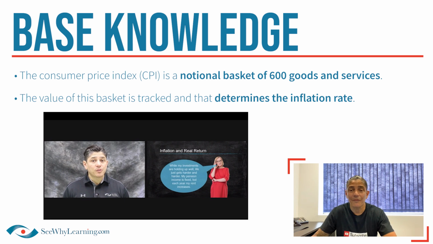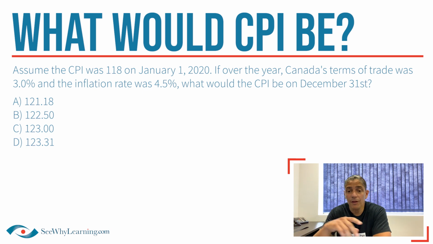Now, question number one, I've titled, what would CPI be? Because I'm going to show you how all three are different, but we're going to use the same method. And you now see the question on the screen. It's asking you, if the CPI was 118 on January 1, 2020, and over the year, Canada's terms of trade was 3%, that's irrelevant, but the inflation rate was 4.5%, you're being asked, what would the CPI be on December 31st?